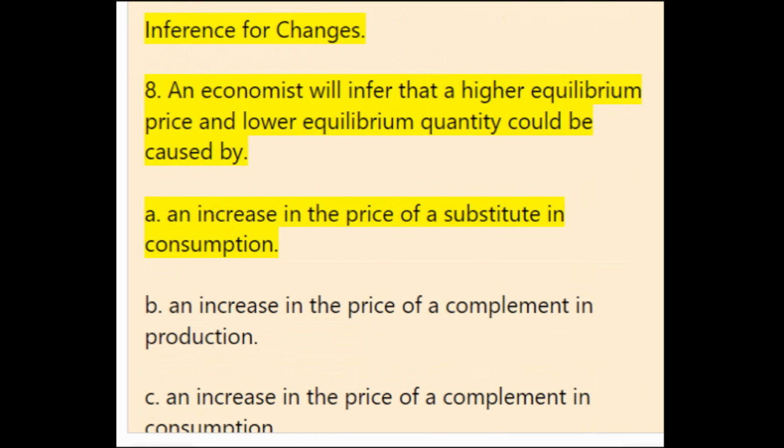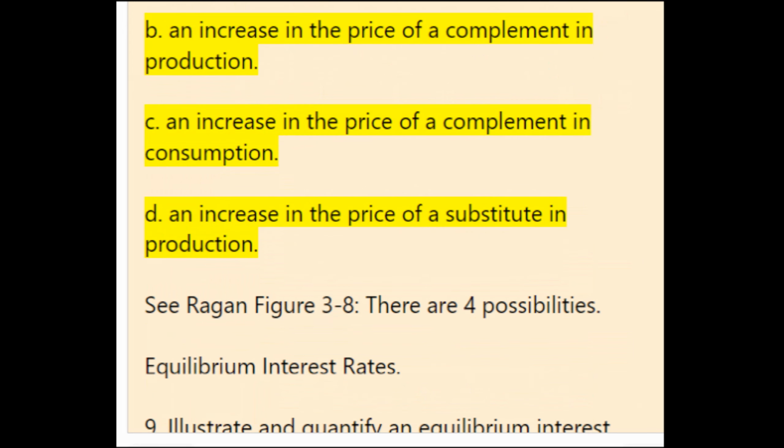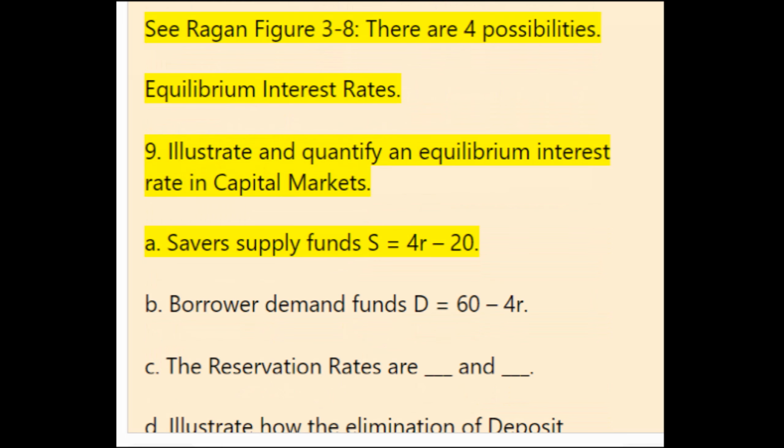Inference for changes. 8. An economist will infer that a higher equilibrium price and lower equilibrium quantity could be caused by A. An increase in the price of a substitute in consumption. B. An increase in the price of a complement in production. C. An increase in the price of a complement in consumption. D. An increase in the price of a substitute in production. See Reagan figure 3-8, there are 4 possibilities.